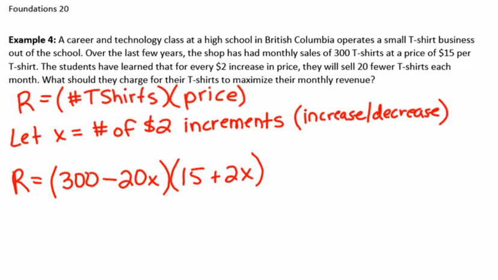So this first bracket is in terms of our number of shirts. So we always have 300, but then we lose 20 for every time we decide to go up or down by 2. And our price is $15 set plus an extra $2 when we increase it, times x amount of times that we choose to do that. So this is in our factored form right now. We have two factors, two things multiplied by each other. So we can easily graph this by just changing our R to a Y.